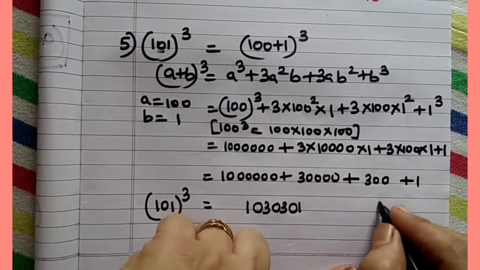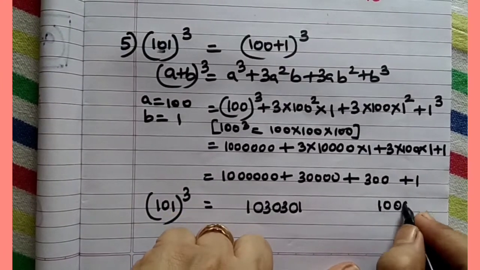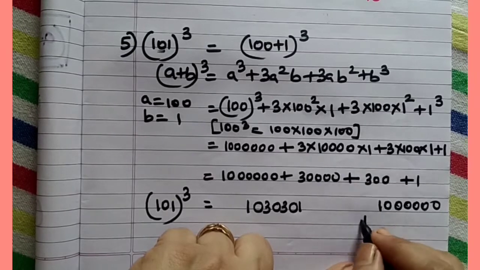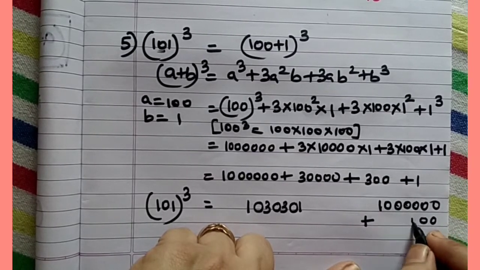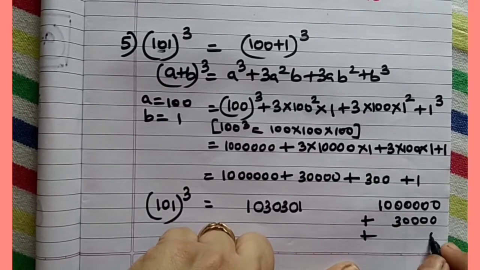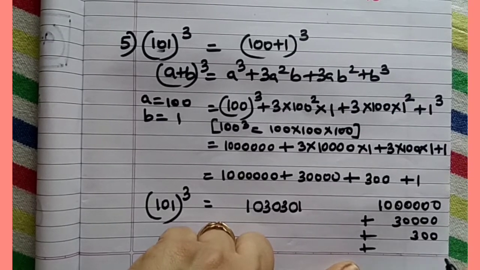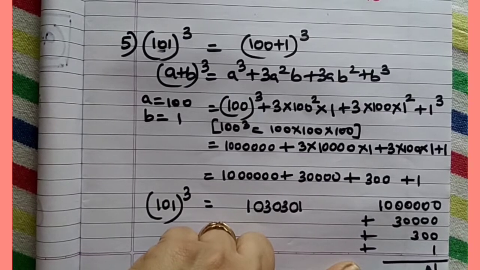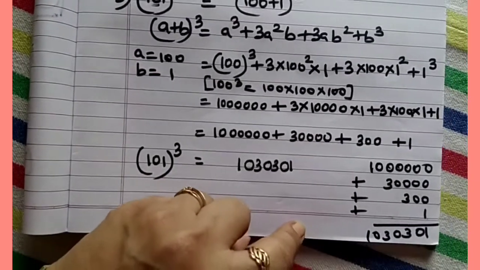You can do the addition in this way also. 3, 4, 5, 6 plus 1, 2, 3, 4. Right from the right side, so your zeros will not go wrong. So 1, 0, 3, 0, 3, 0, 1.